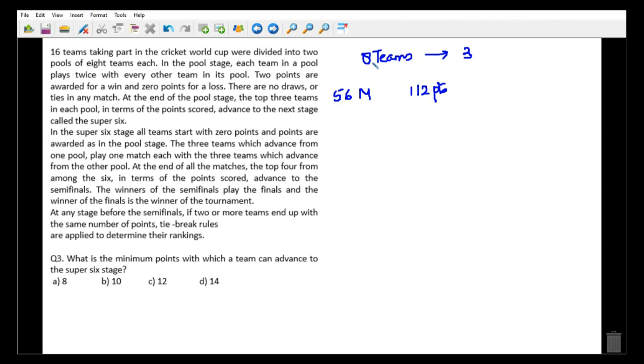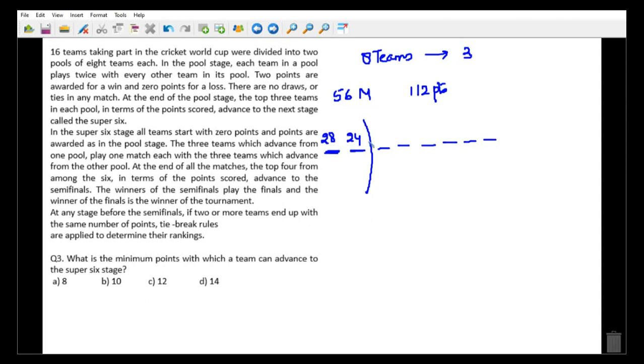So if n teams proceed to the next round, we are going to allot maximum points to how many teams? N minus 1 teams. So if 3 teams have to proceed, I will allot maximum points to N minus 1, that is 2 teams. So how many points should I allot to this? This can win. We have 7 teams over here. So this can win a maximum of 14 matches, that is 28 points. This team can win a maximum of 12 matches, so that is 24 points.